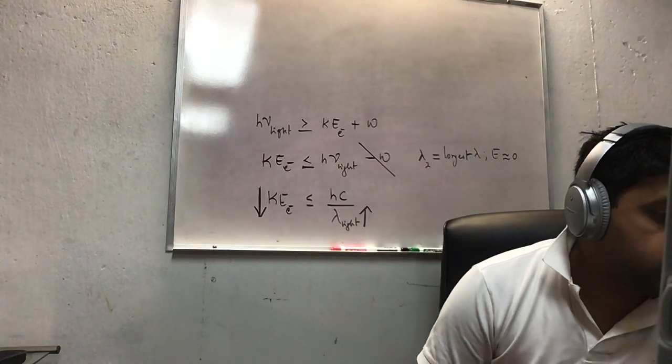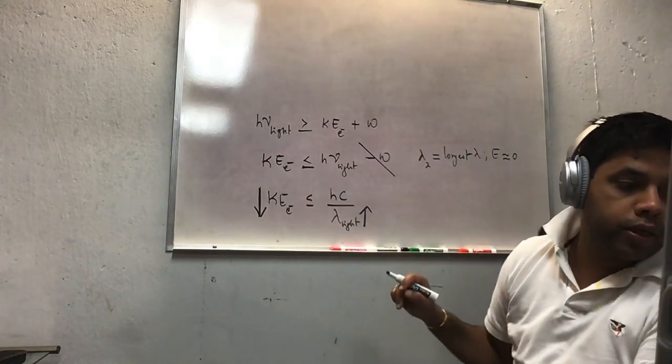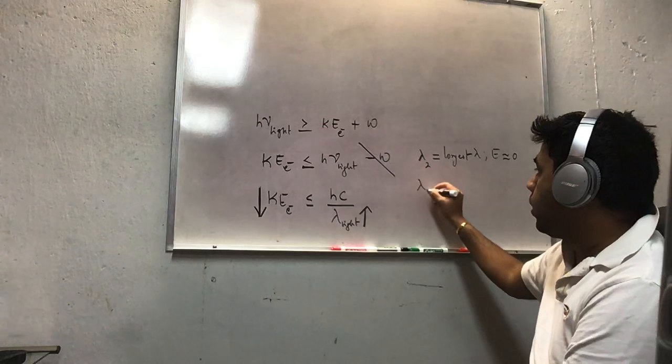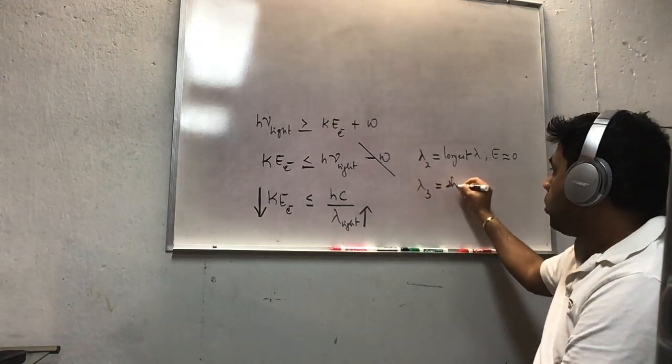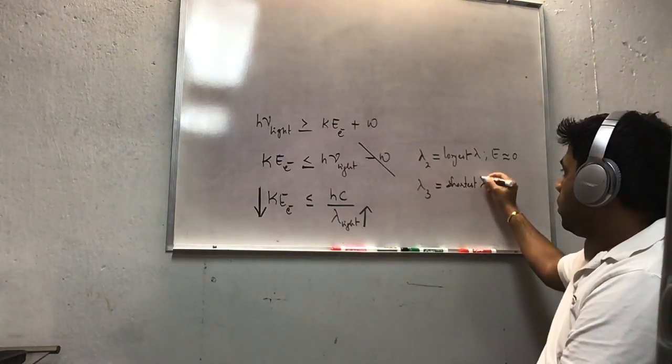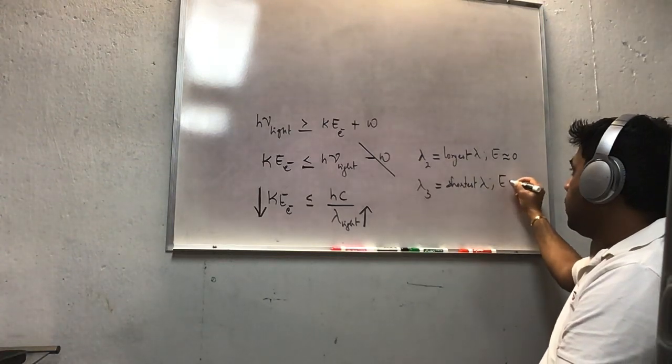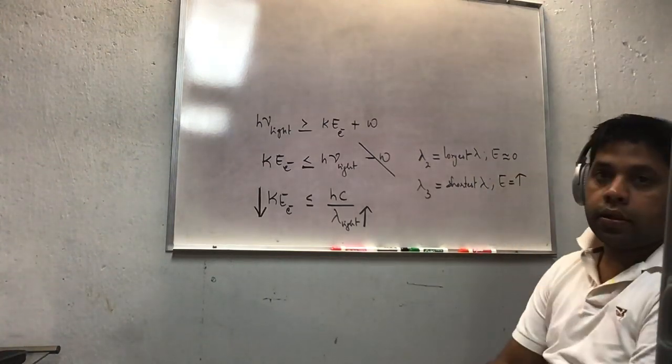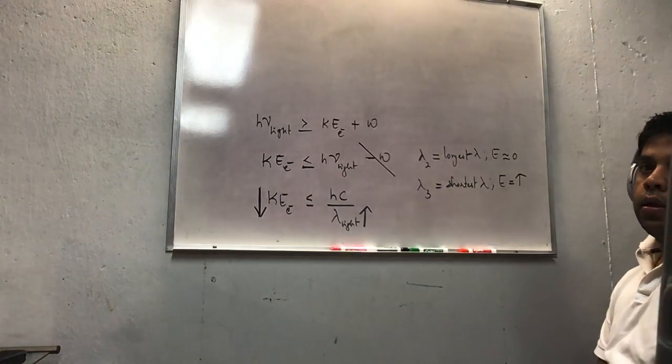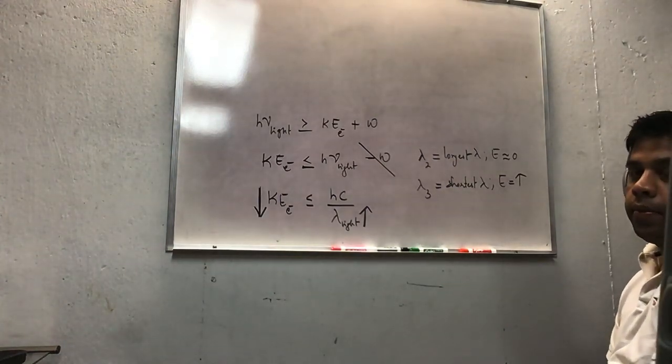So 4.2 into 10 to the negative 19 joules. So that's lambda 3. Shortest. Because its energy is the highest. Does that make sense?